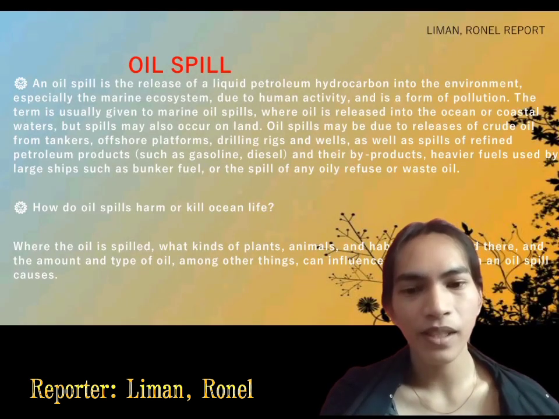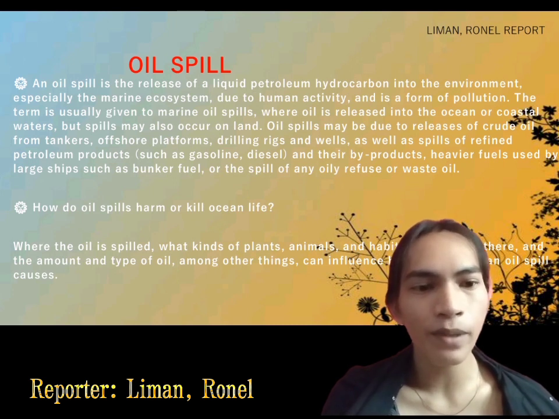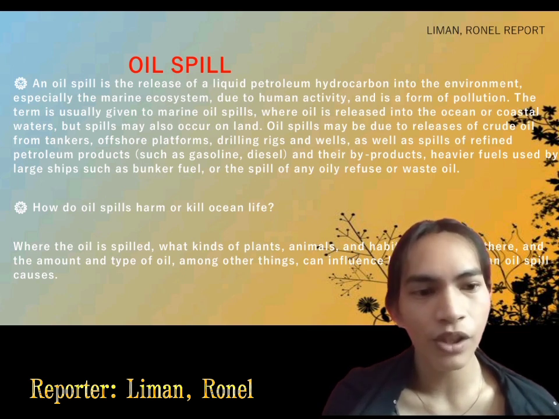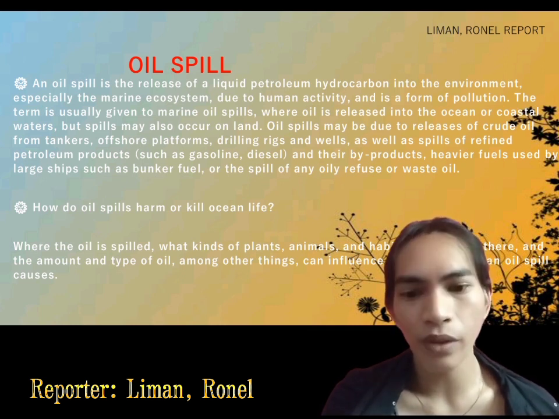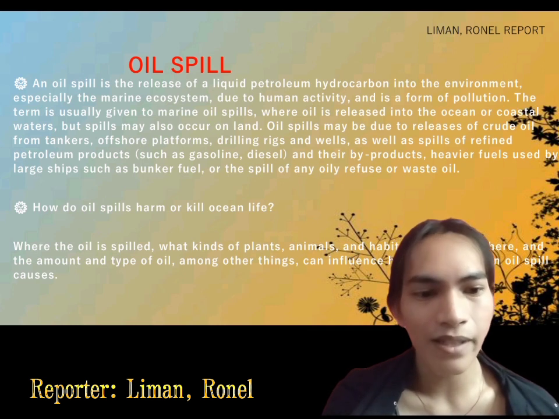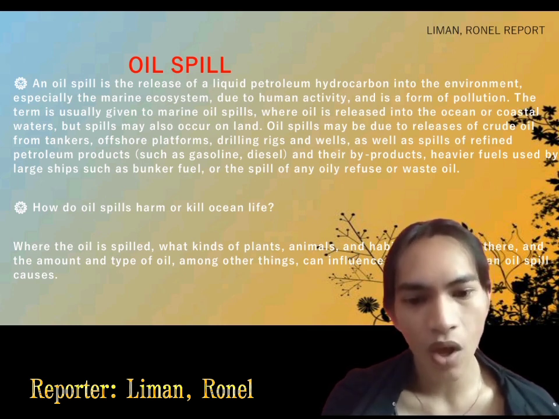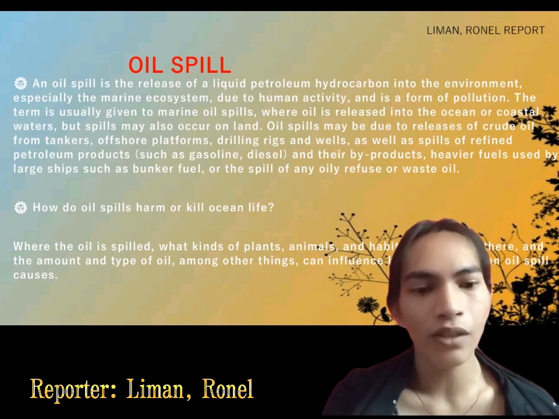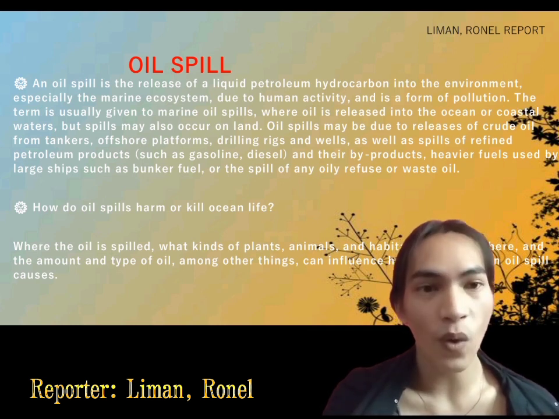Oil spill. An oil spill is the release of liquid petroleum hydrocarbon into the environment, especially the marine ecosystem, due to human activity, and is a form of pollution. The term is usually given to marine oil spills, where oil is released into the ocean or coastal waters from tankers, offshore platforms, drilling rigs and wells, as well as spills of refined petroleum products such as gasoline and diesel, and their by-products. Also heavier fuels used by large ships such as bunker fuel, or the spill of any oily refuse or waste oil.